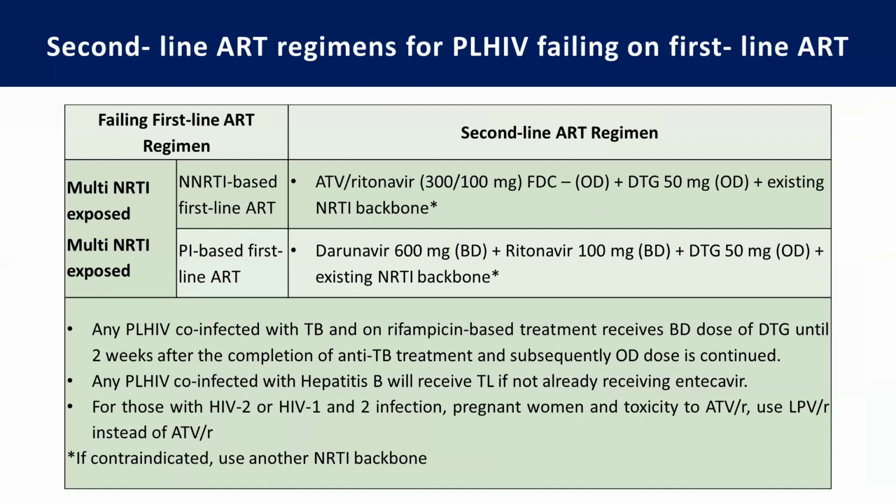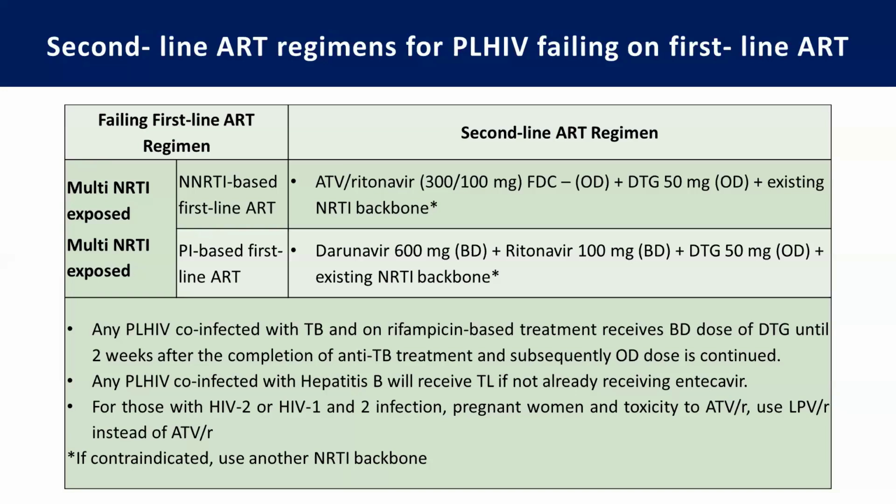Now, if in the failing first line ART regimen the patient was exposed to multiple NRTIs. So suppose we have a case where the patient has been on NRTIs for a long period, maybe stavudine initially, then zidovudine or tenofovir. So long exposure of multiple NRTIs. In that case, so this is the NNRTI based first line regimen. So say first SLN, then ZLN, then TLE. In that case, what will be the second line regimen? You cannot use any new NRTI.